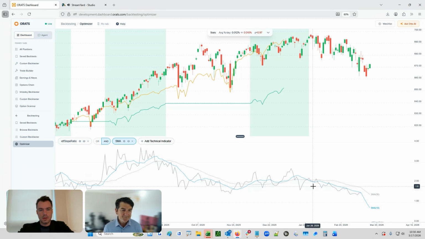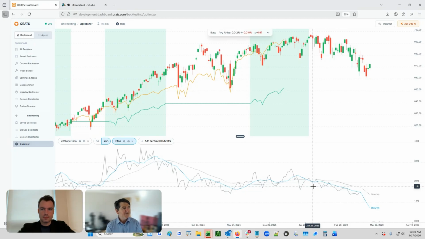Gotcha. Why wouldn't you just use the slope indicator then? You could, and we could look at that, but this has more information in it. You could also use the underscore C.